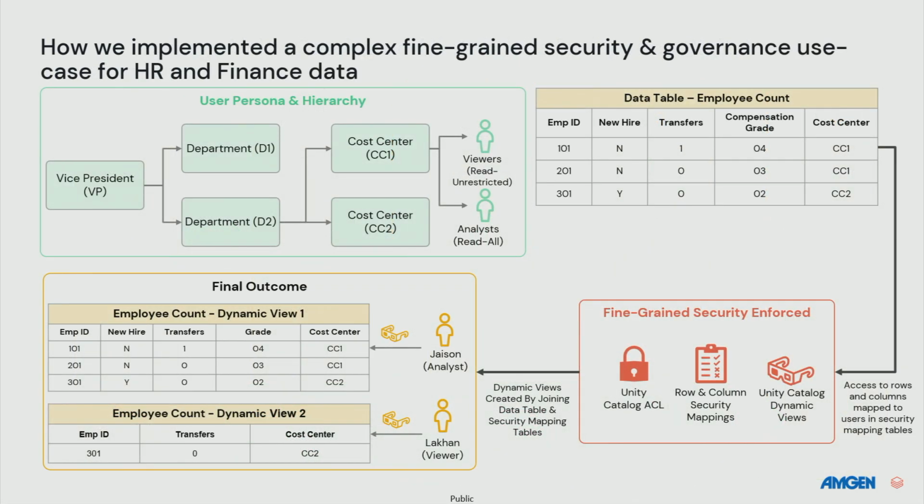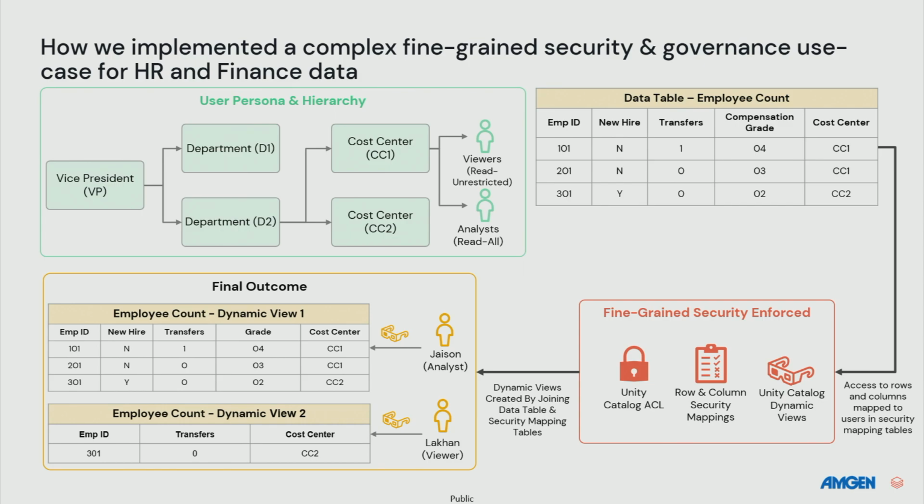All right. So let me talk a little bit about the complexity of that use case, and why we felt that Unity Catalog is the best fit here. Most of the finance data has been organized at a cost center level. As you can see, one example here is head employee count, where each department count is maintained at a different cost center level.